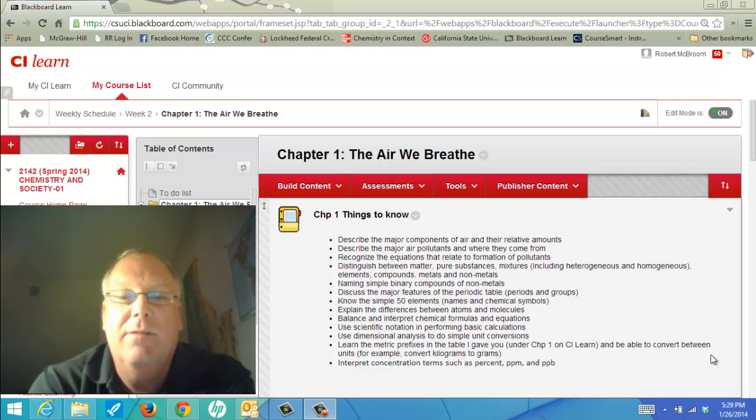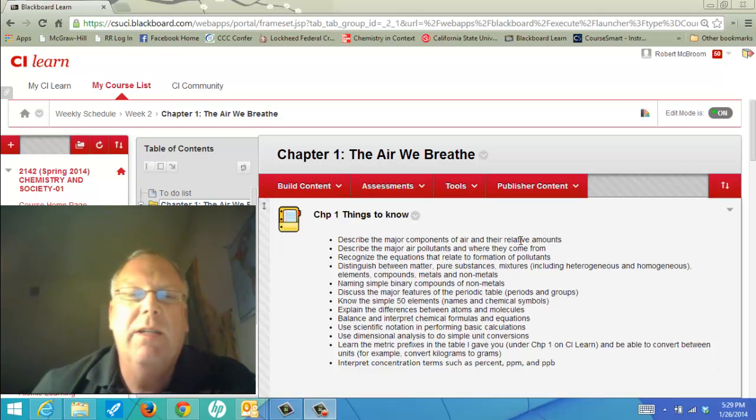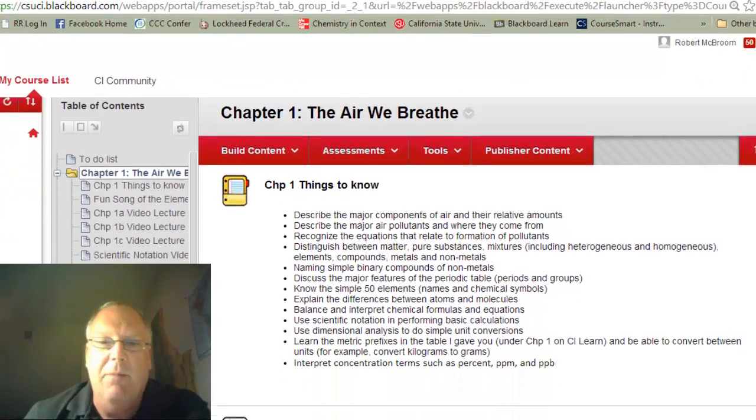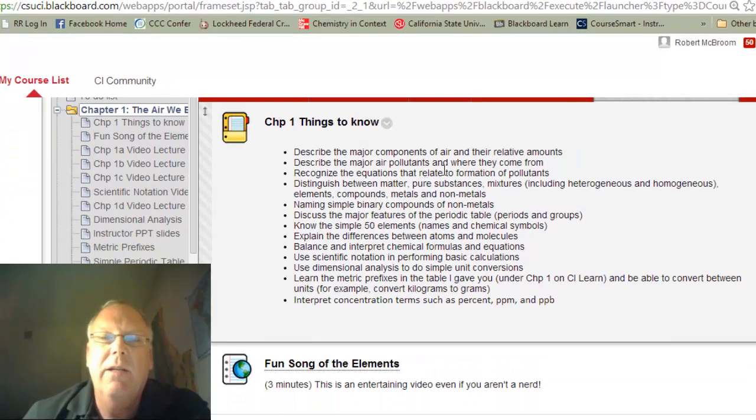There's a lot here, so just to remind you of what we're going to be looking at. So first of all, we're going to study air, normal air, the air that we breathe and which makes up our atmosphere. And then we're going to look at some of the major air pollutants in the air and where they come from. And then we're going to tie in the chemistry. We're going to look at chemical equations and the chemical equations that relate to how air pollutants are formed.